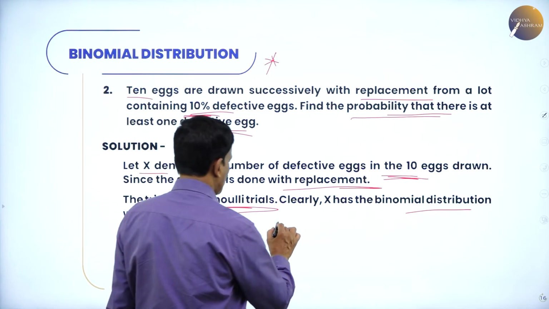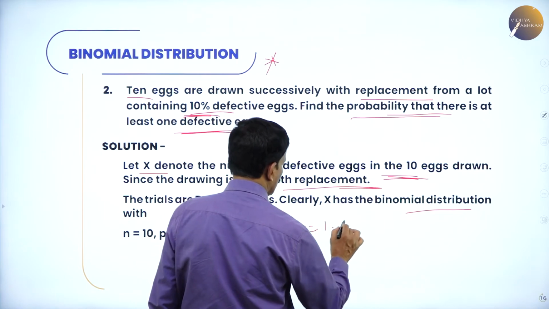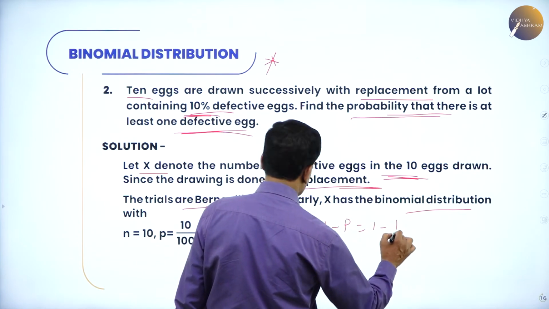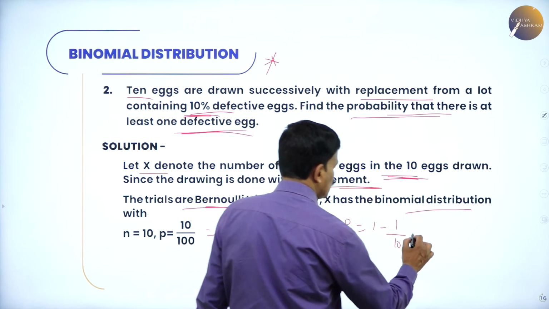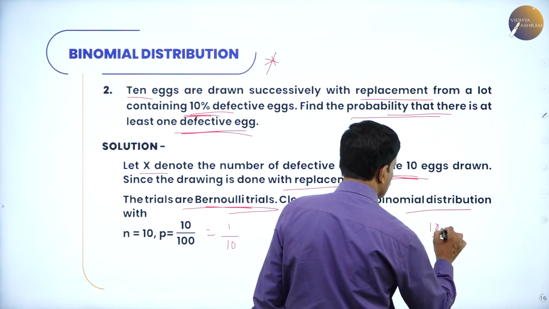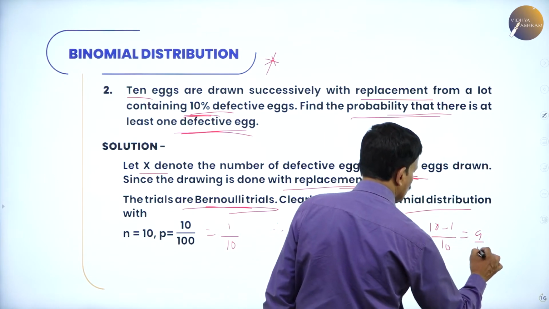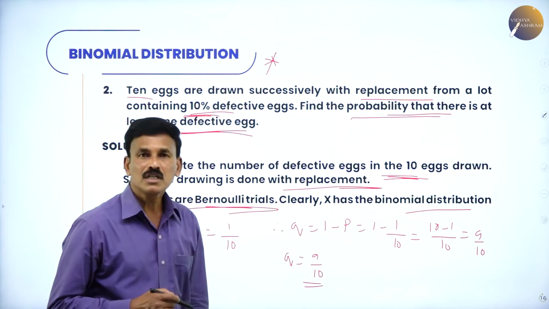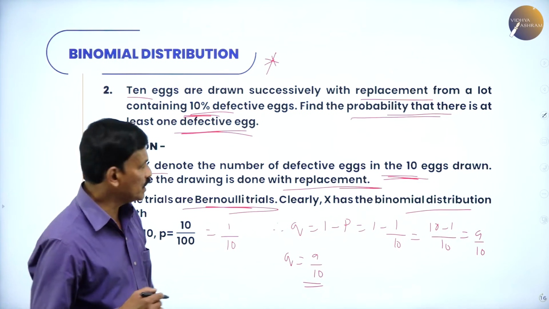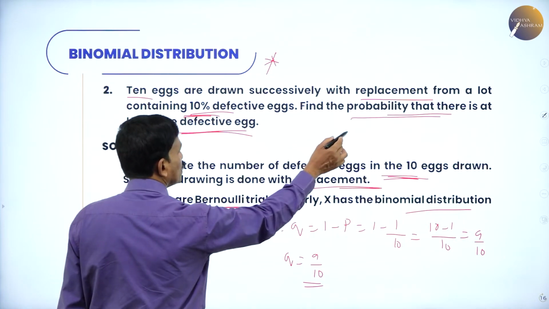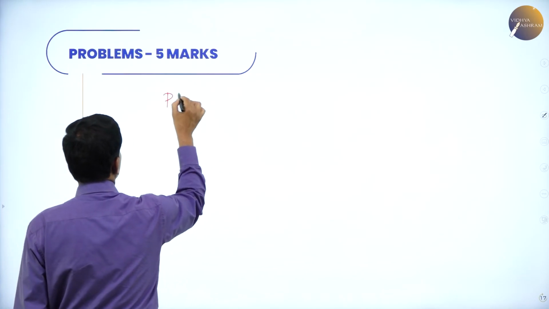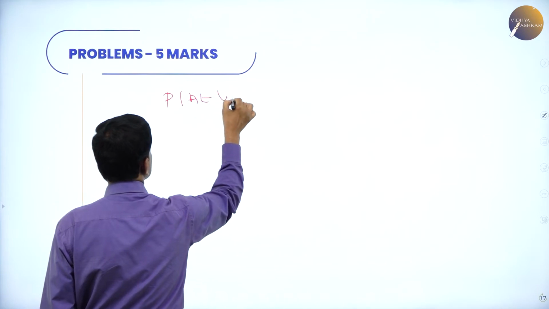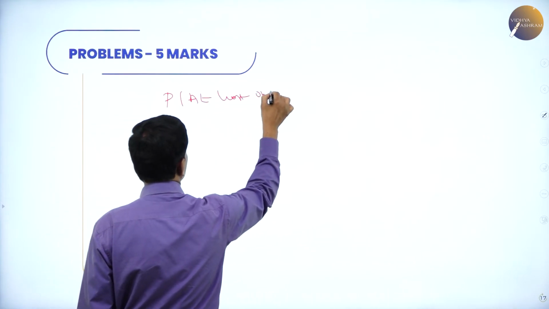So therefore the value of q is equal to 1 minus p, that is 1 minus 1 by 10. Take LCM, 10 is the LCM. 10 minus 1 is equal to 9 by 10. So q is equal to 9 by 10. Now the probability of at least one defective egg is to be determined.